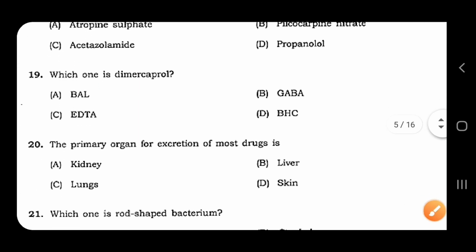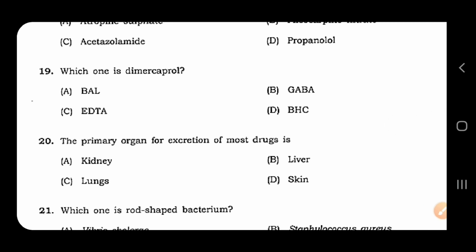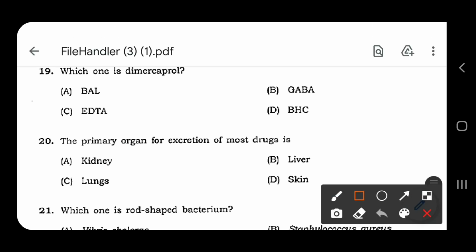Next question, that is question number 19. Which one is dimercaprol? BAL, GABA, EDTA, BHC. Here the correct answer is BAL, that is British anti-lewisite. The full form of GABA is gamma aminobutyric acid. Full form of EDTA is ethylene diamine tetraacetic acid, and full form of BHC is benzene hexachloride.